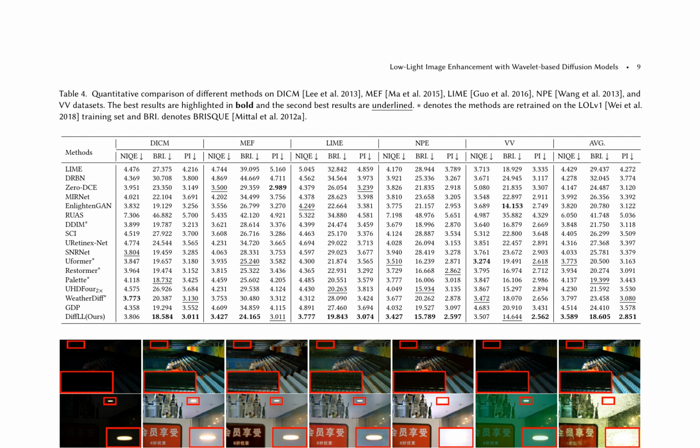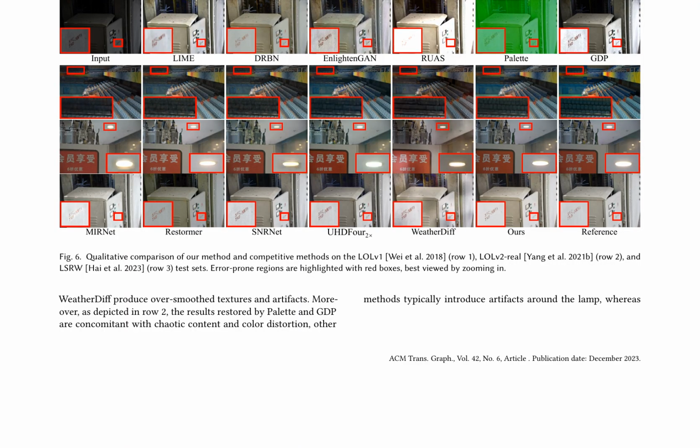The research paper presents a novel approach to enhancing low-light images using wavelet-based diffusion models, providing a comprehensive comparison with existing techniques such as DICM, MEF, LIME, NPE, and VV on various datasets. Quantitative and qualitative evaluations demonstrate the proposed method's superior performance in terms of global and local contrast, detail reconstruction, and noise suppression, particularly on the UHDLL testset and unpaired datasets. This improvement is attributed to the method's ability to avoid artifacts and generalize well to unseen scenes.